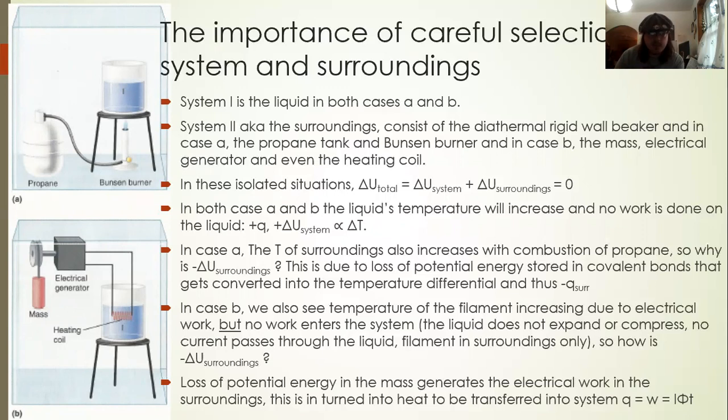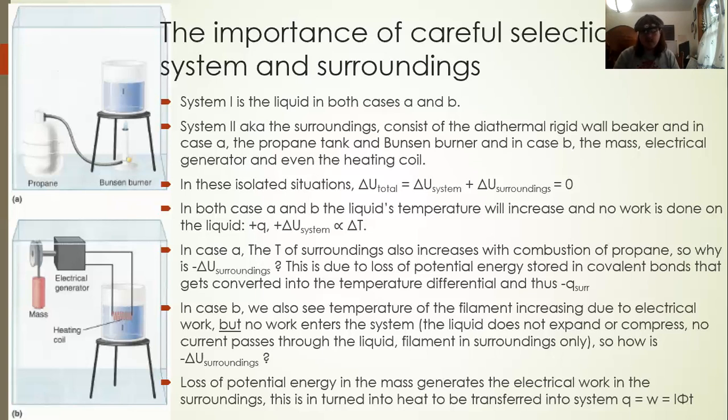In case B, we'll see the temperature of the filament increase due to the electrical work, but no work will actually enter the system. The liquid does not expand or compress. No current will actually pass through the liquid. The filament is in the surroundings only. But how is the internal energy of the surroundings negative, since there's no work being transferred from system to surroundings? That's because we're losing, once again, potential energy.